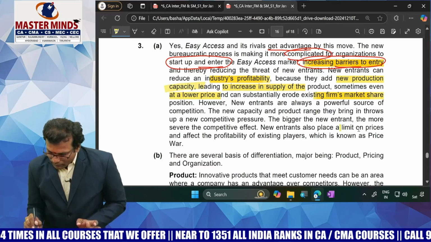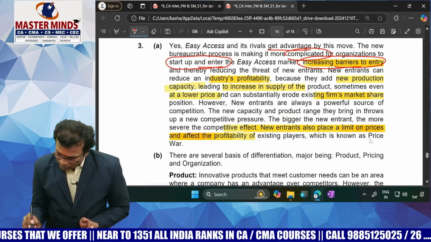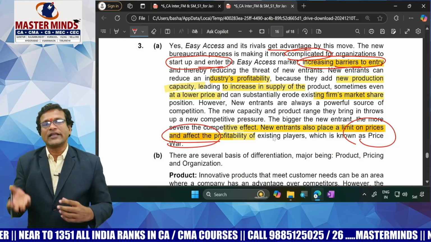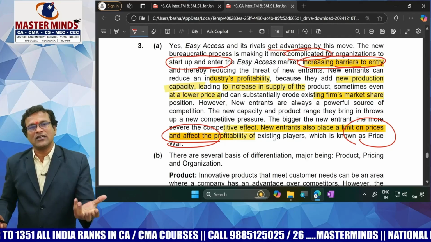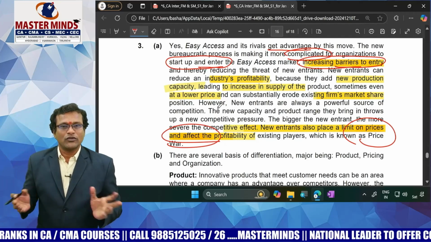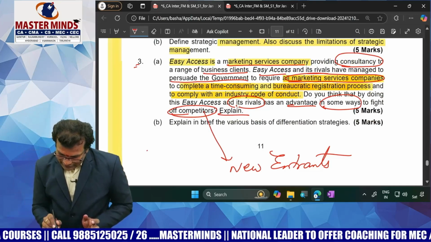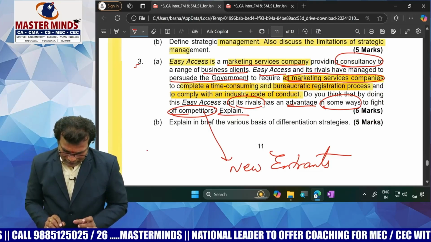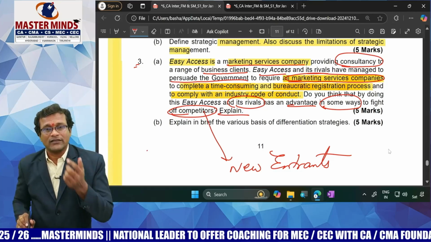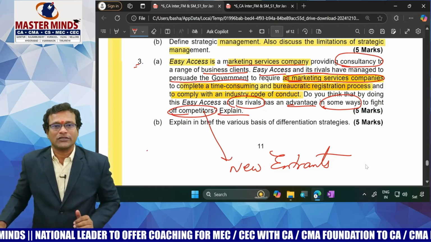They can place a limit on the prices, and they can bring a huge price war with the existing players. So to block the new entrants, they are trying to increase the complications in the registration process and the level of strictness in the industry's code of conduct. So how to block the new entrants is the essence of this question actually. But in the MTP he has used the words Easy Access and its rivals. My proper interpretation would be that instead of "in some ways to fight off competitors," the appropriate wording would be "in some ways to fight off new entrants." Hope you understood this question number 3A.